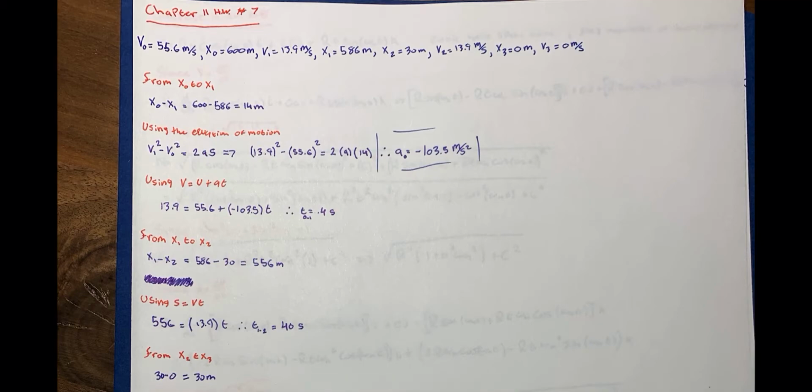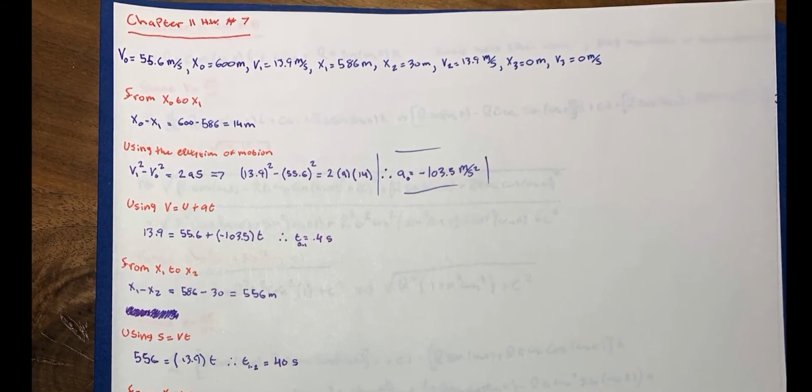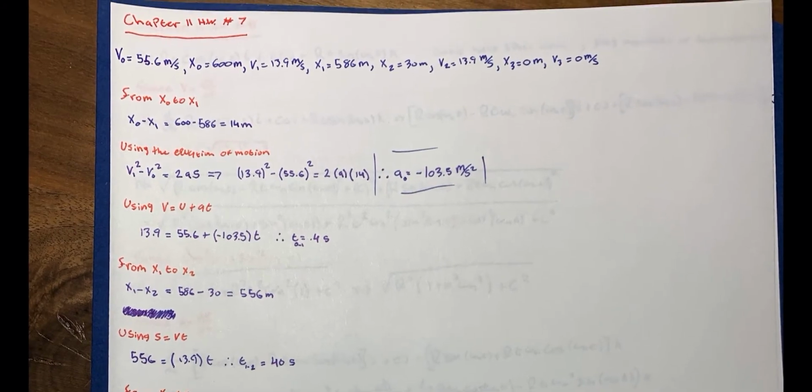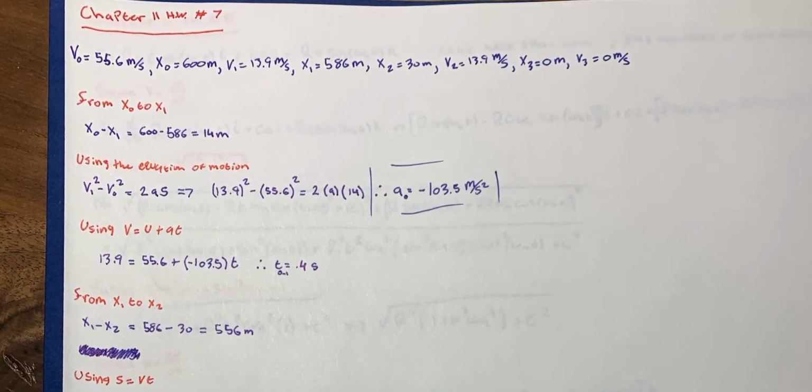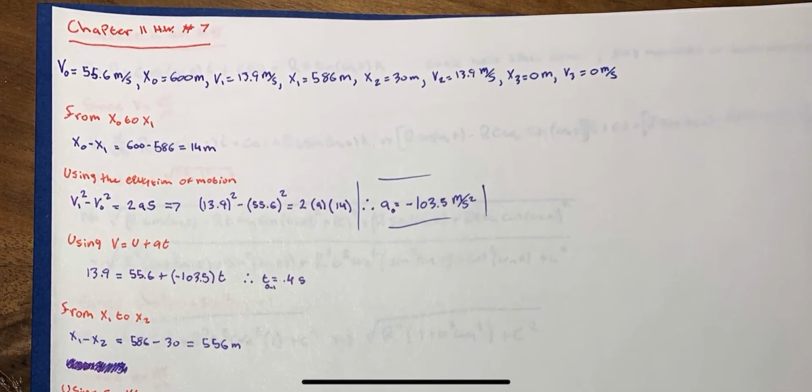Number 7. Number 7, a parachutist is in free fall. And it gave me 200 kilometers an hour. I just switched it to 55.6 meters per second up here. And we're supposed to find the time required for the parachutist to land after opening his parachute, and the initial deceleration.